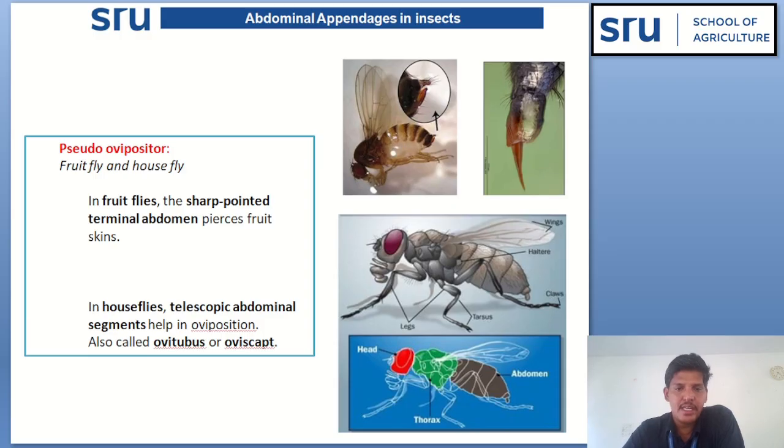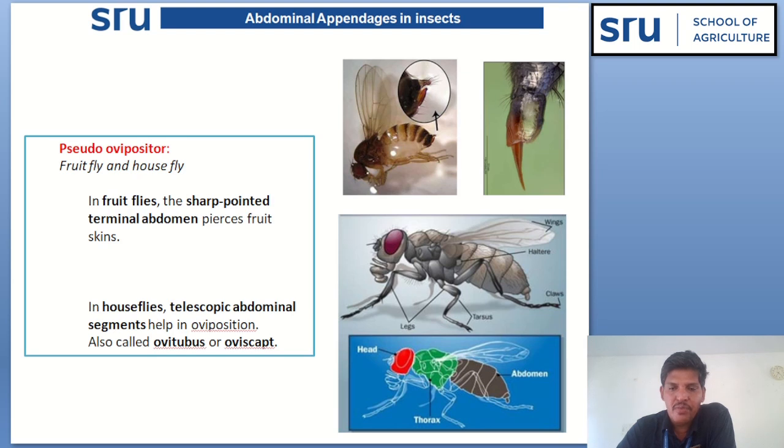Next appendage is pseudo-ovipositor. This is there in fruit fly and housefly. See, this is the pseudo-ovipositor. This is also pseudo-ovipositor in housefly. In fruit fly, the sharp pointed terminal abdomen pierces the fruit skin and in that they lay eggs. In houseflies, the telescopic last abdominal segment helps in oviposition.